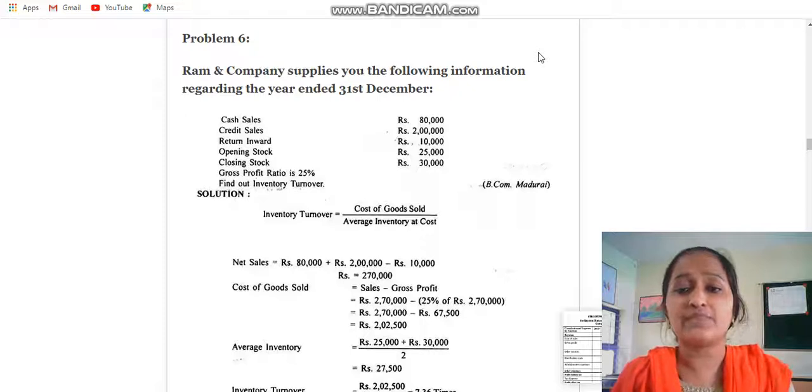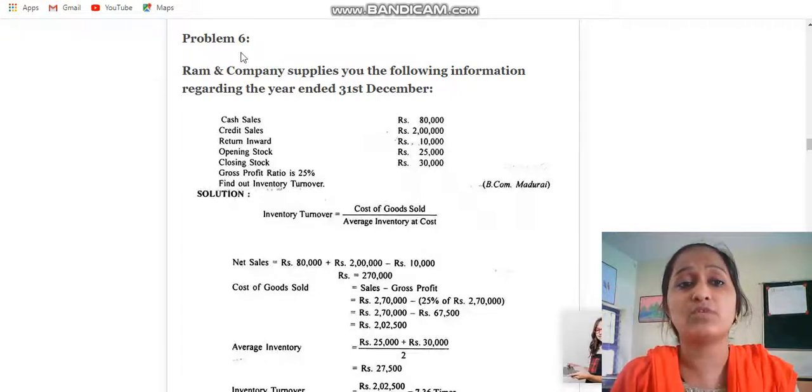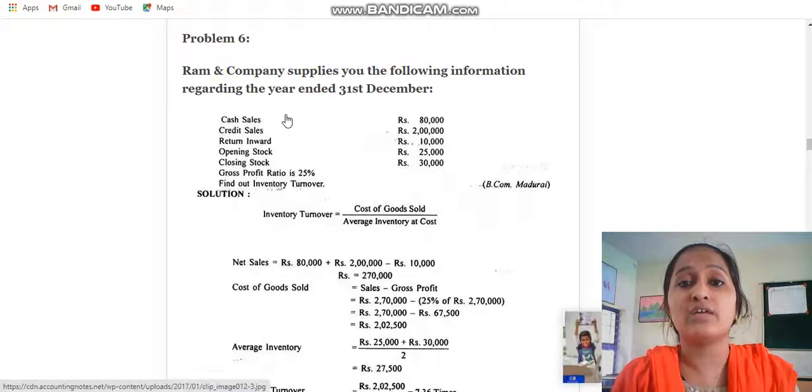So here we'll go through the question. Raman company supplies the following information regarding the year ended 31st December. They have given cash sales, credit sales, returns inward, opening stock, closing stock, and gross profit ratio. Find out inventory turnover ratio.